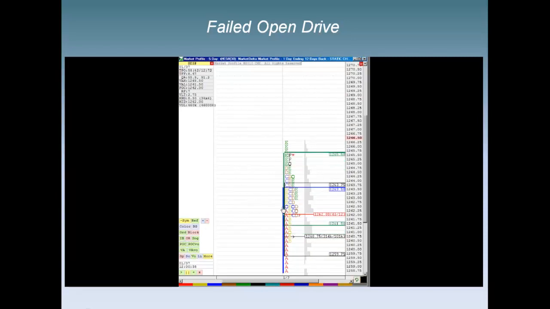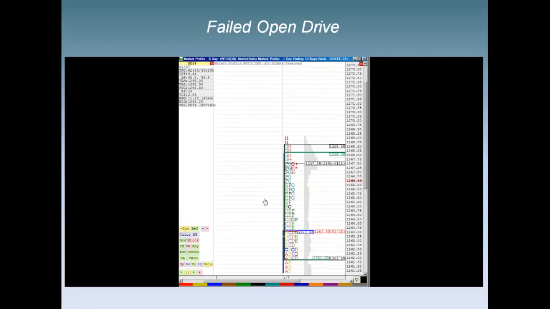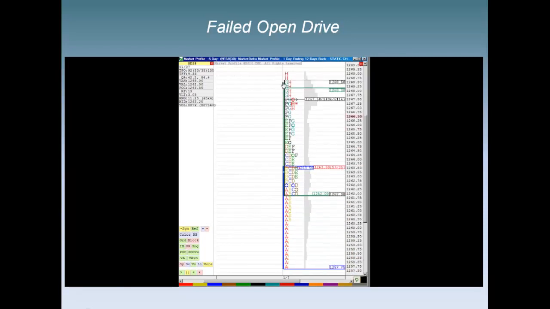Then the long-term trader steps in at this point and takes the prices higher again. Look at that, and it keeps going. And now it's in a completely opposite direction of the original open drive. We actually ended up with a higher high than a lower low for the day, even though we started with a very strong open drive to the downside. So this is a definite failed open drive.